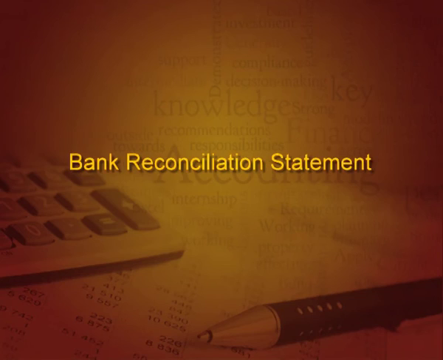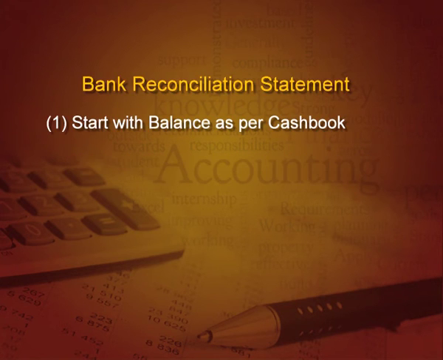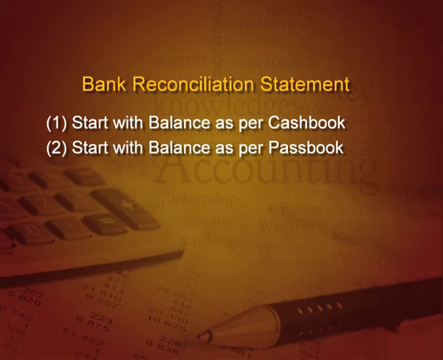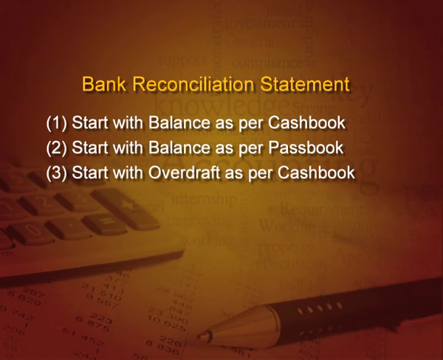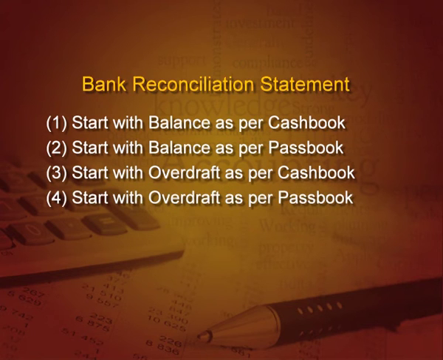To start with, there are four ways to start making a bank reconciliation statement. First, we can start with balance as per cash book. Second, we can start with balance as per passbook. Third, we can start with overdraft as per cash book. And the last is we can start with overdraft as per passbook also.